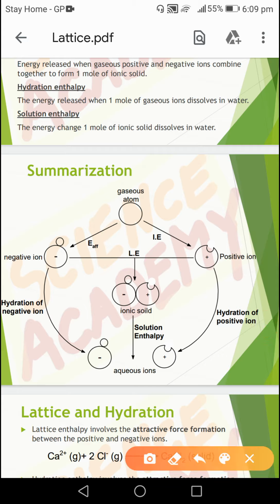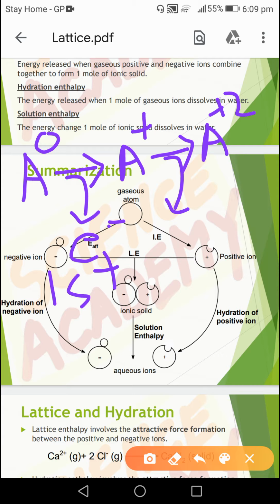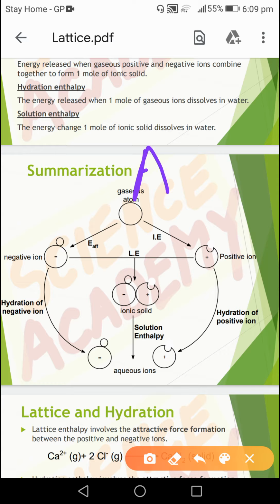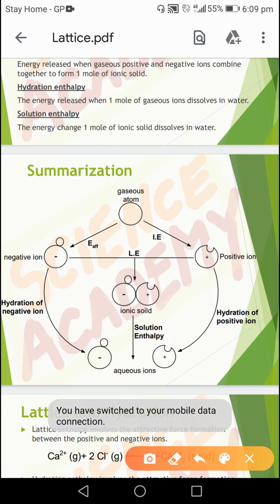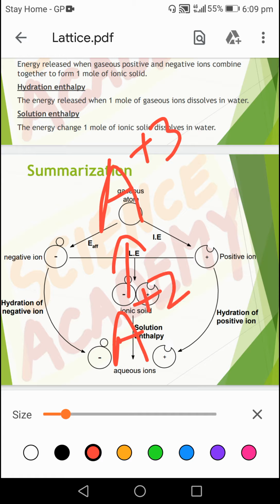Okay, sorry for the interruption. So again, if you are forming from A, that means A0, to A plus, you are losing one electron. This is what we call the first ionization energy. And when you are forming from A plus to A 2 plus, you are losing another electron. So this is what we call the second ionization energy. Okay, so similarly, when you are talking about the third ionization energy, you have to form A 3 plus from A 2 plus. So this is what we call the third ionization energy.